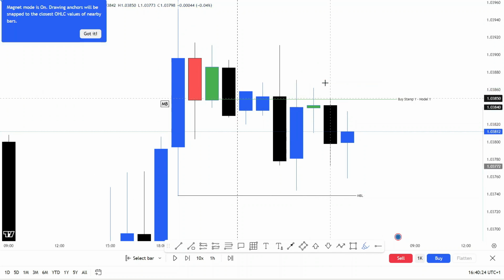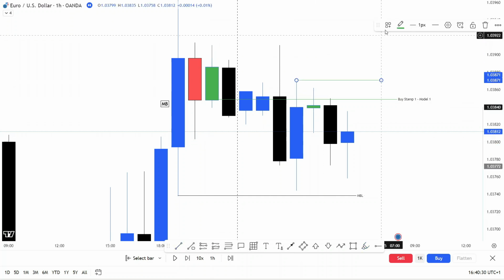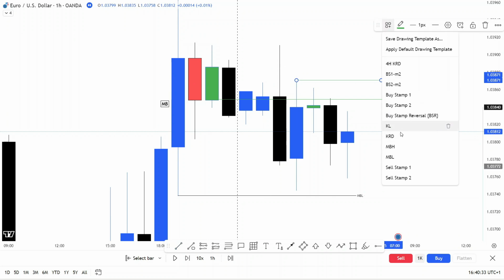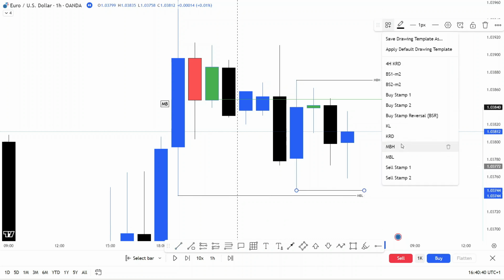So automatically, what do we do? We mark our mother bar. Where's our mother bar? This is the mother bar high, right? This is the mother bar high, and these are the mother bar low. Okay, now this is getting very, very interesting.